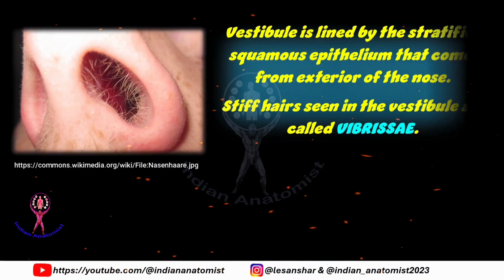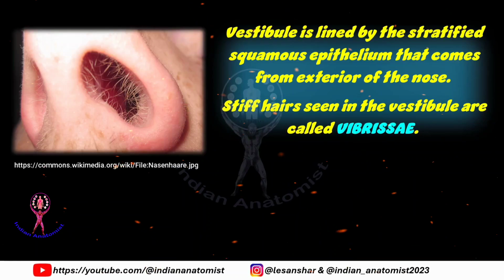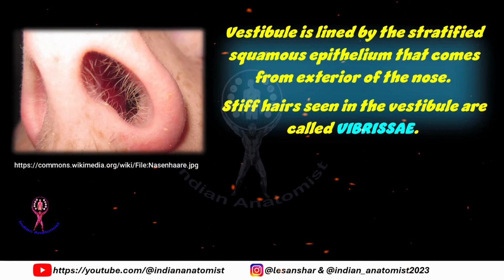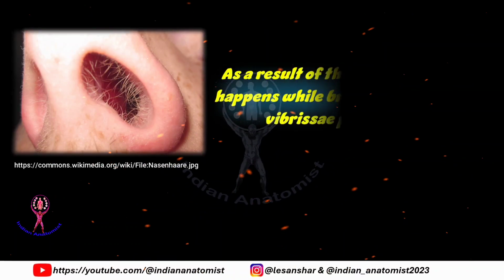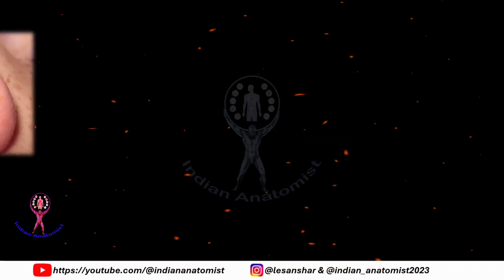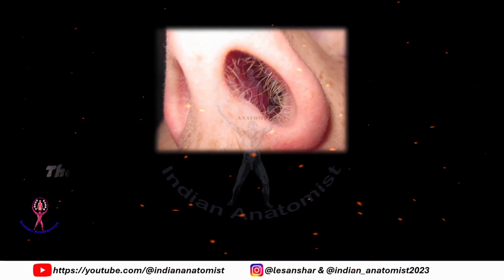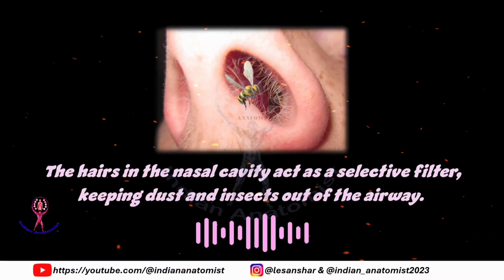Vestibule of the nose, a part of internal nose, is lined by the stratified squamous epithelium that comes from exterior of the nose. Stiff hairs seen in the vestibule are called vibrissae. As a result of the airflow that happens while breathing, these vibrissae pulsate. These hairs in the nasal cavity act as a selective filter, keeping dust and insects out of the airway.